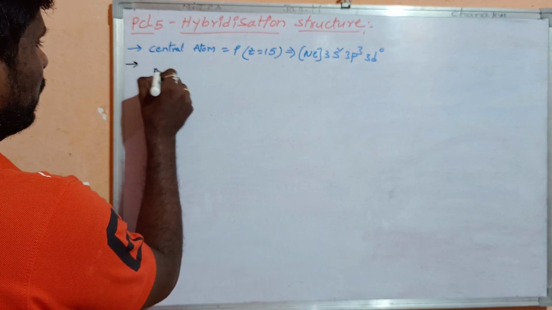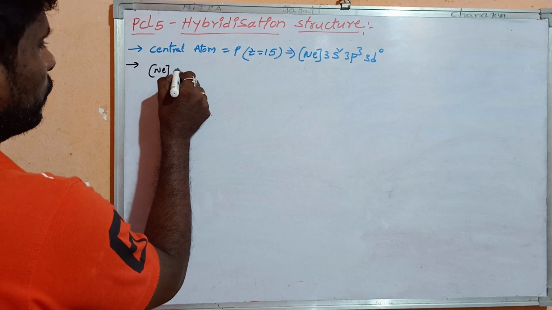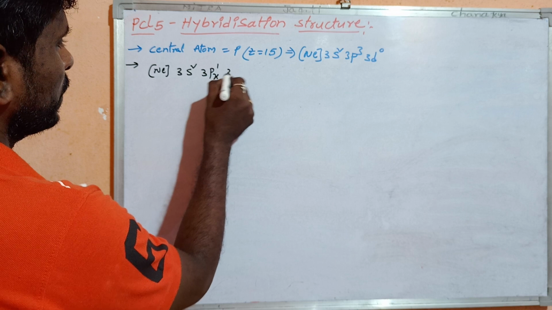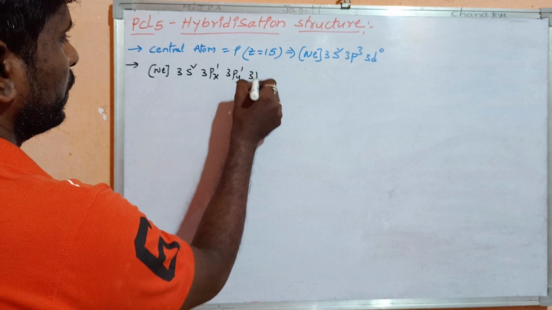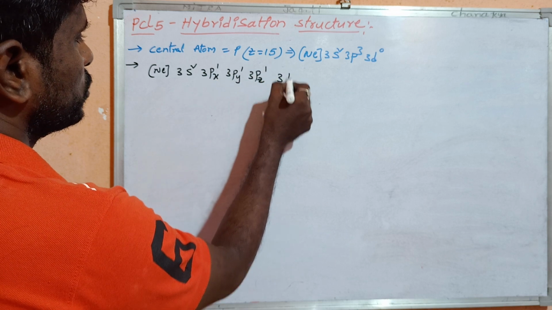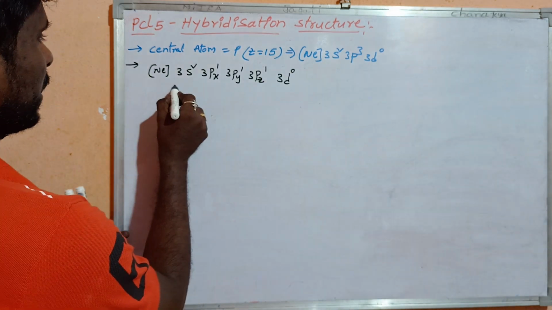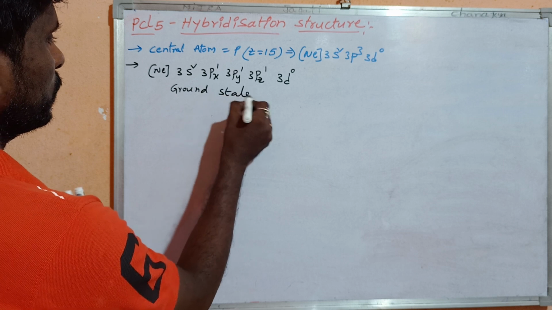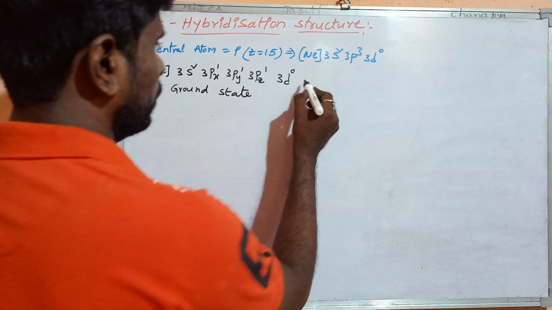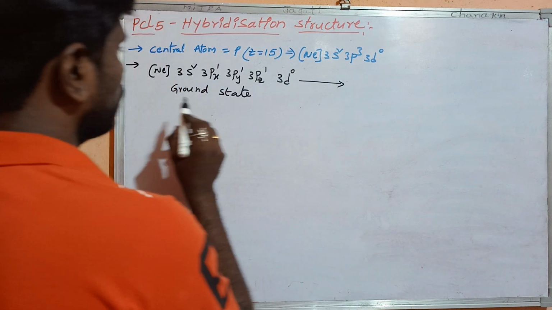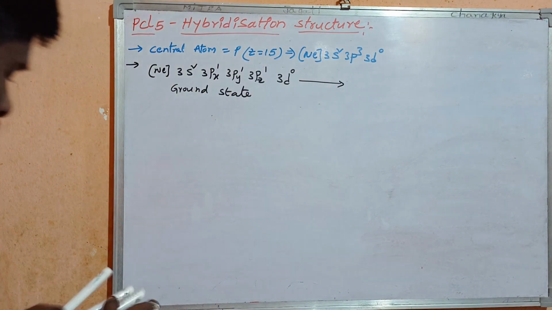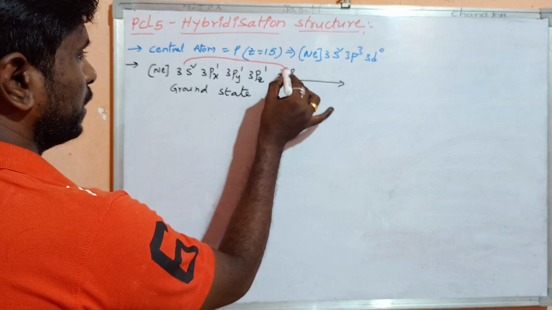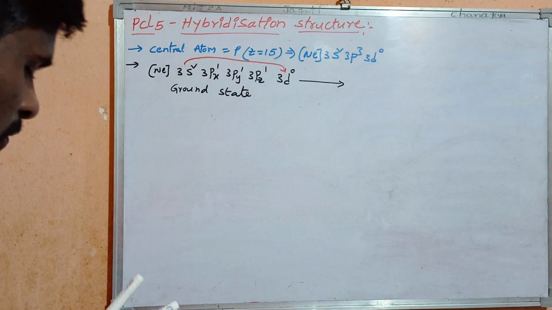Neon 3s2 3px1 3py1 3pz1 3d0. This is the ground state electron configuration. Now from this ground state configuration, one electron from 3s2 jumps to 3d0. It will be excited.